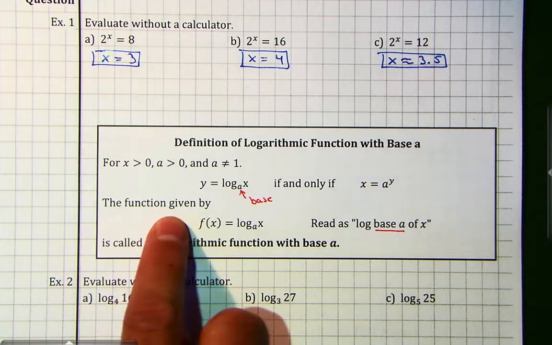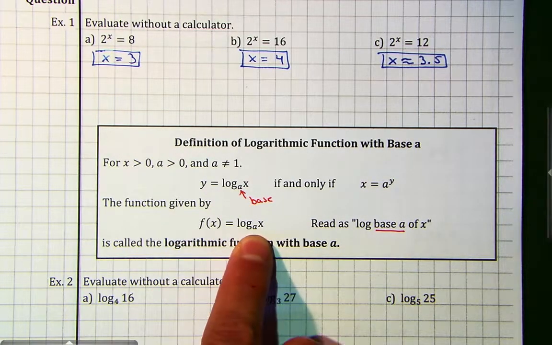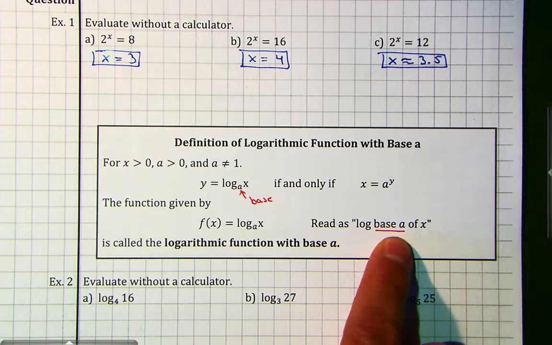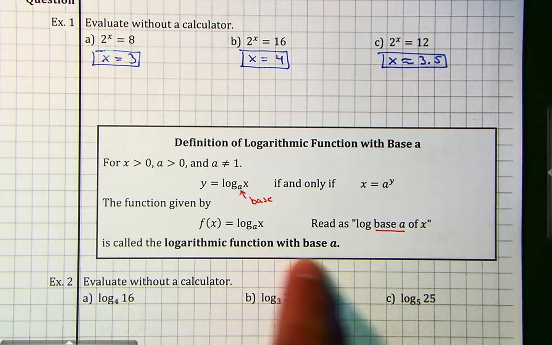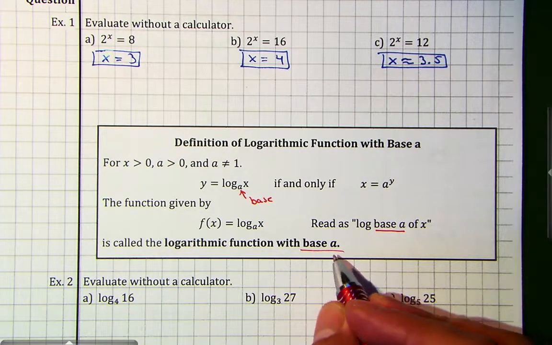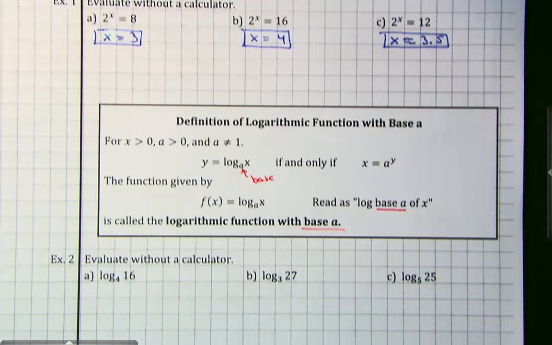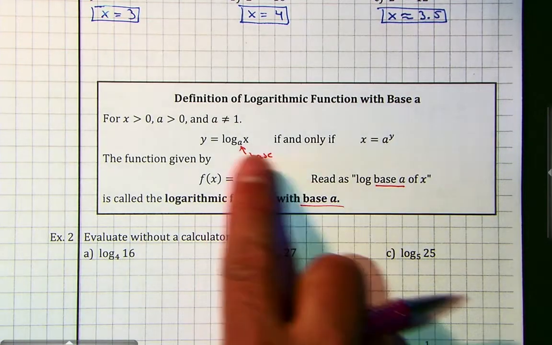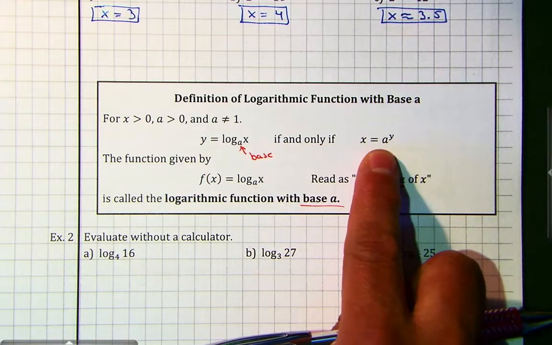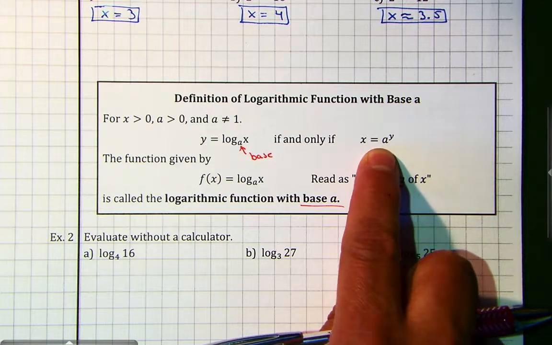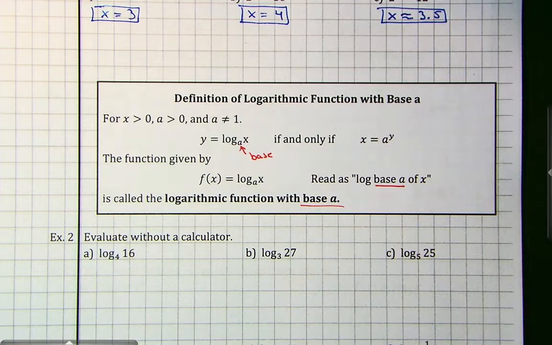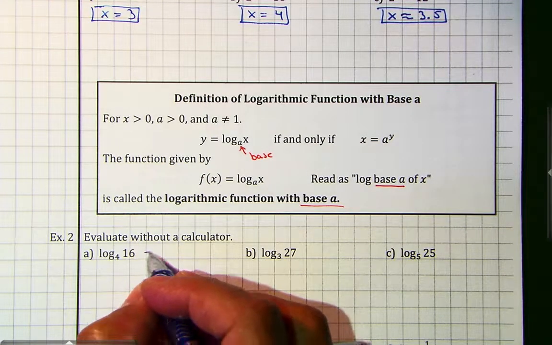The function given as f of x, that is a log function with base a. It's called a logarithmic function with base a. So let's go and evaluate without using a calculator. We know that we can rewrite logs as exponential functions. And the way that we want to think about it is, what is log base 4 of 16?